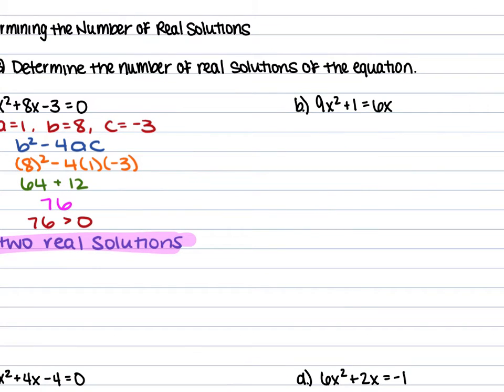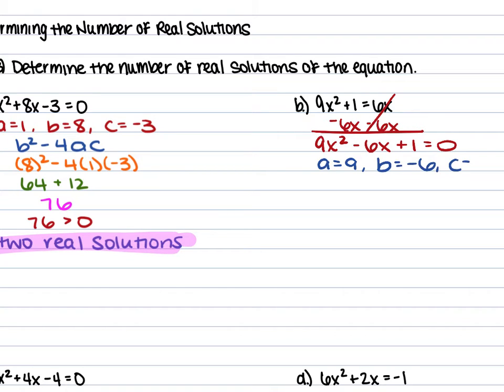For example, B, we have 9x squared plus 1 is equal to 6x. Again, we want all of our terms on the same side of this equal sign. That 6x does need to move over, so we're going to subtract it from each side. This leaves us with 9x squared minus 6x plus 1 is equal to 0. Our A is 9, the B is negative 6, and our C is 1. Our discriminant is b squared minus 4 times a times c. So we plug these values in.